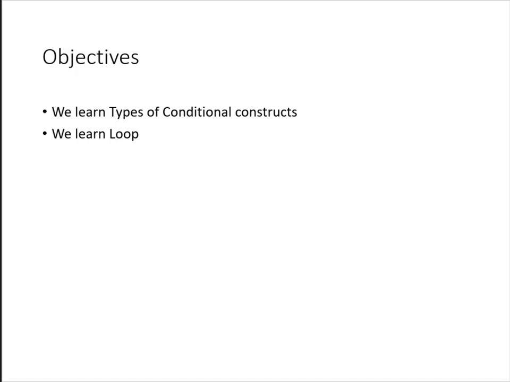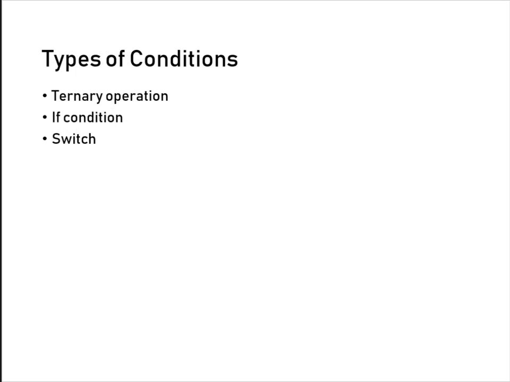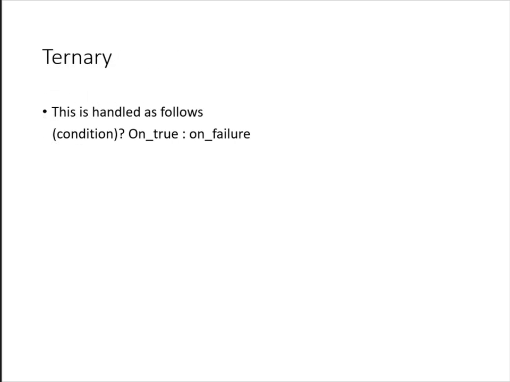Conditional statements. These are three categories: one, ternary operation, if condition, switch. Now we will understand the usage of the ternary operator. This can be handled as follows: within a bracket, we can write the syntax with a question mark. To the right side of the question mark we will have a true statement and a false statement. This is the syntax where we approach.